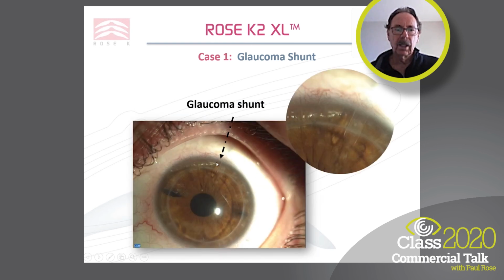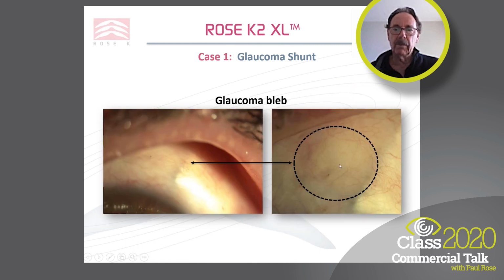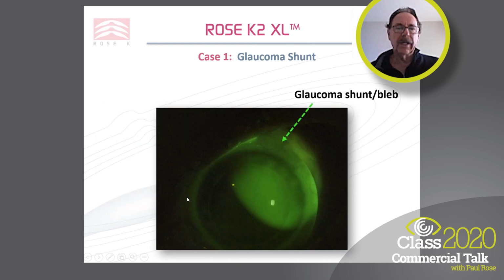You can see here, there's the glaucoma shunt. The bleb is up here. Here is our bleb up here. So if you put XL onto this, immediately saw that it was bearing over that bleb area which was raised. That would definitely have reduced the drainage out of that bleb.